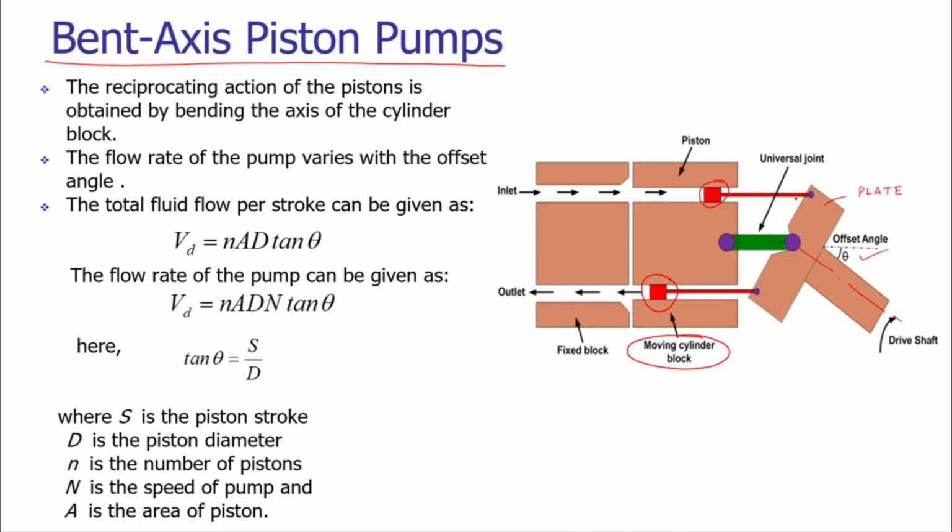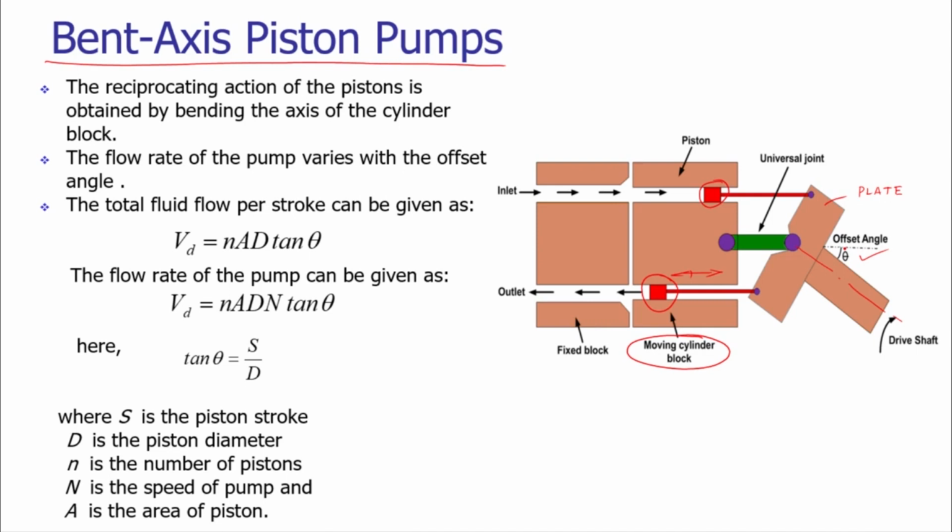It is to be noted that as the shaft is rotating, it is driving the plate, it is driving the cylinder as well. But due to the angle theta, we are getting the reciprocation motion. If this angle is 0, so what will happen? There will not be any movement of the piston inside the bore. So this movement would be 0. As we increase the angle theta from 0 to some positive value, we can get the reciprocation motion.